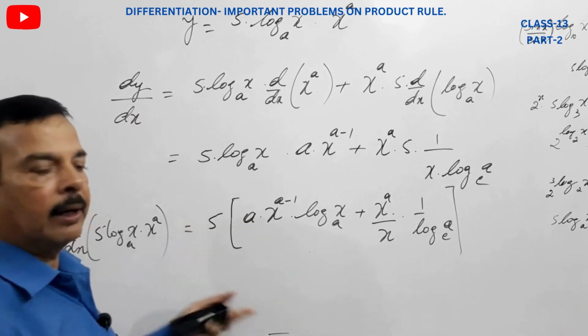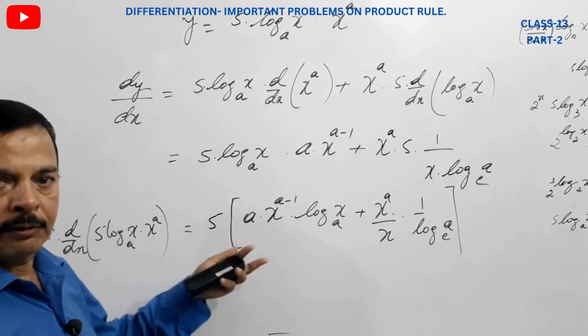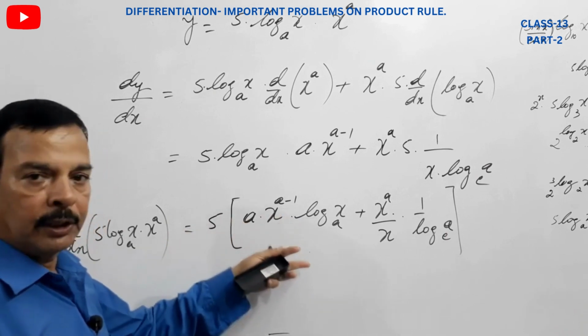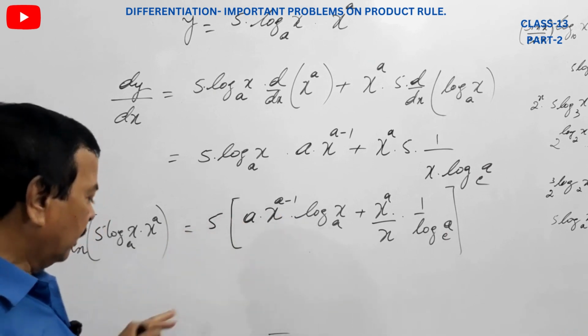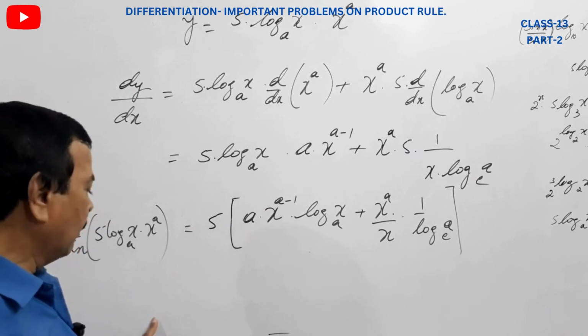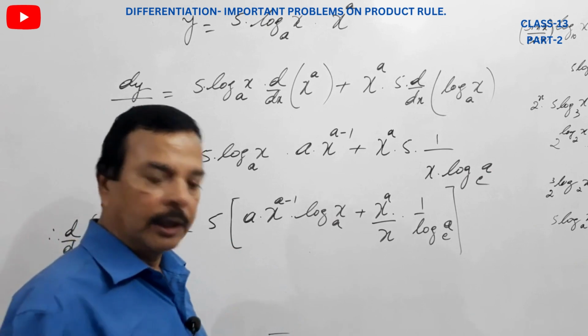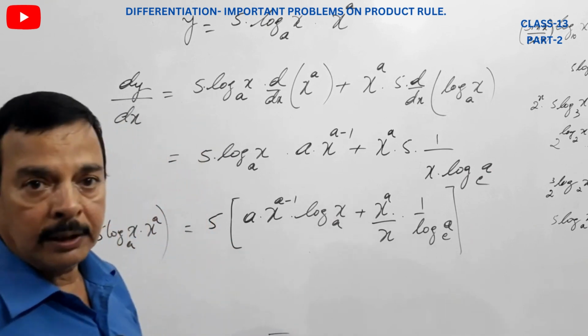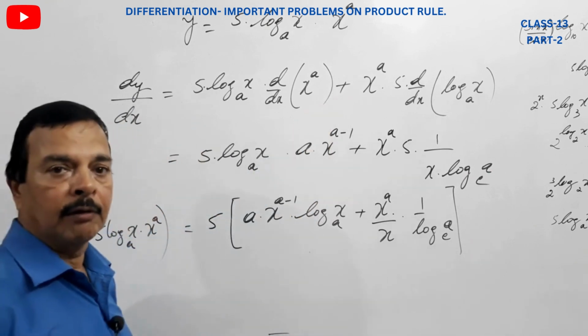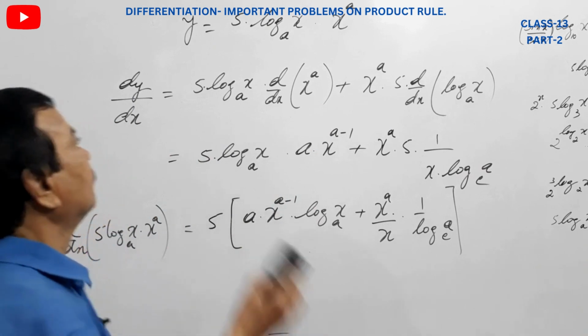So don't write in the same line. Just for simplicity, to save time, I have written this. But in the examination, you write the problem here, d by dx of this, and write the answer. Repeat the answer once again. So that gives you 3 to 4 marks, provided you remember the formula. Otherwise, you will get 0.